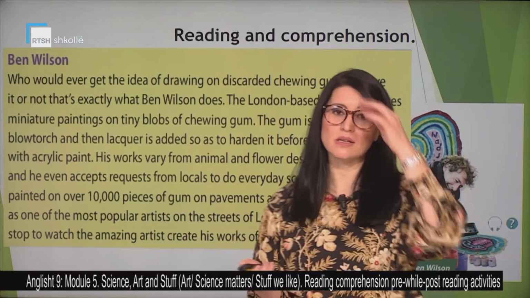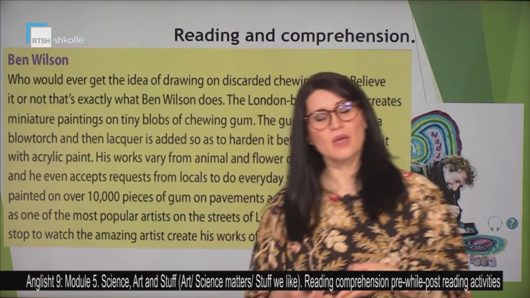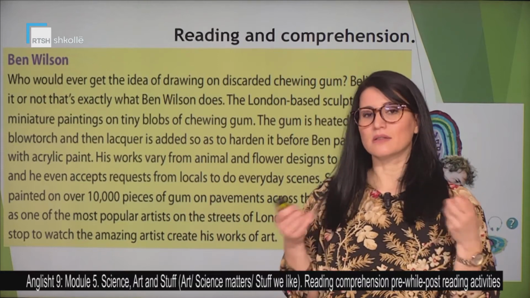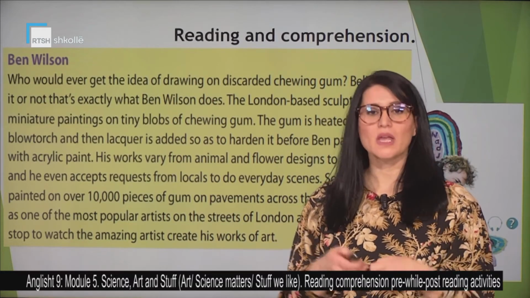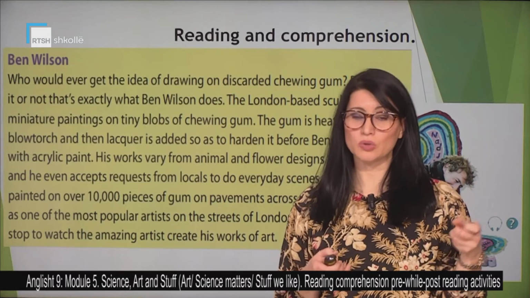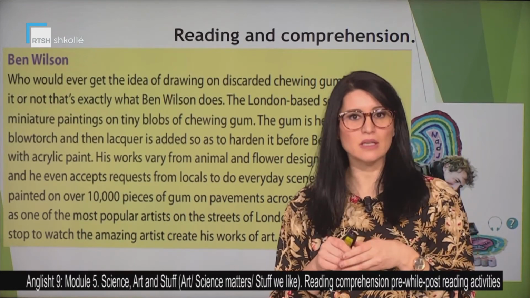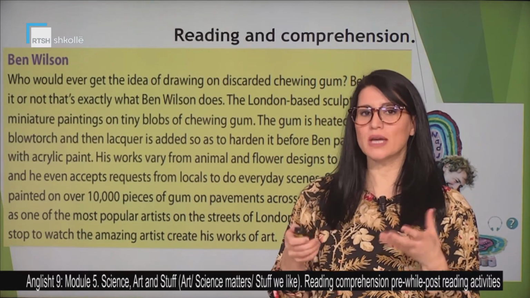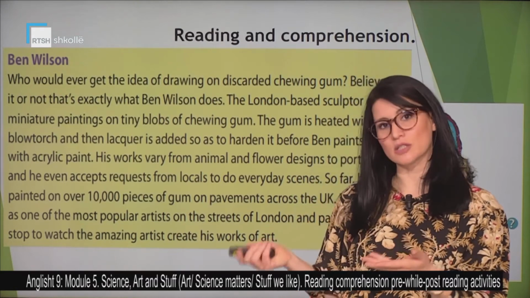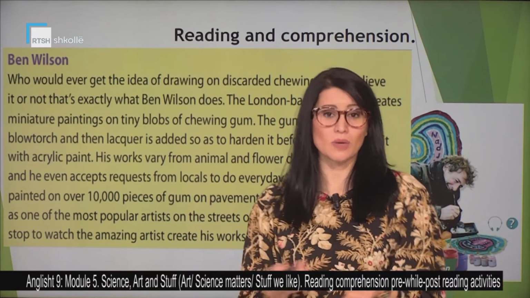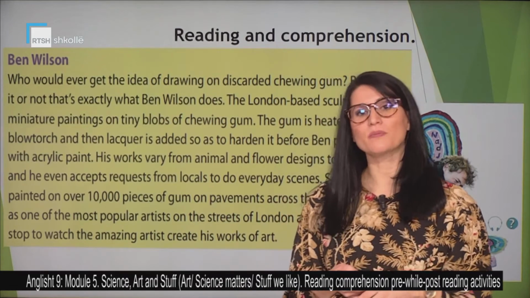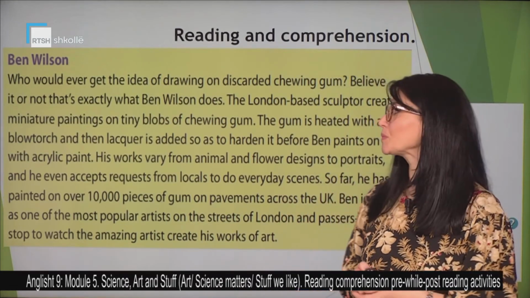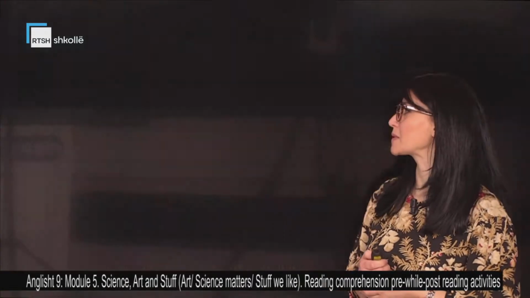So as we see here, what does Ben do? Ben takes discarded blobs of chewing gum and he uses a blowtorch to harden it, and then he uses paints to create his works of art. He is also a pavement artist. What does this mean? He paints on the pavements of London. Let's go on with the other artist.